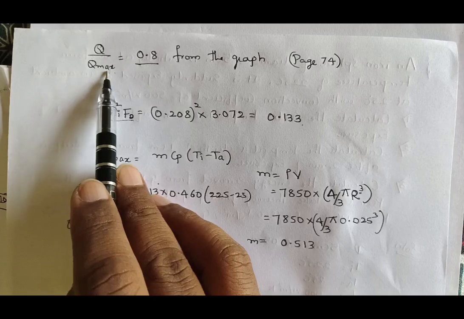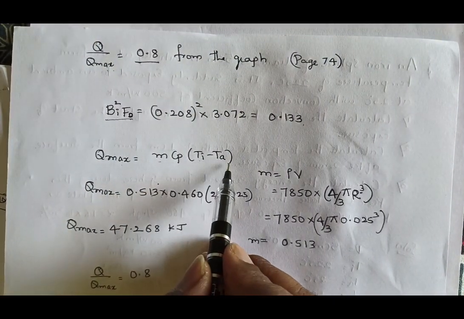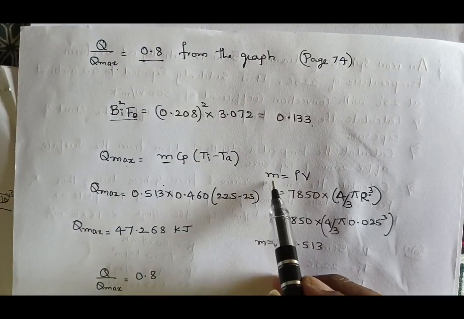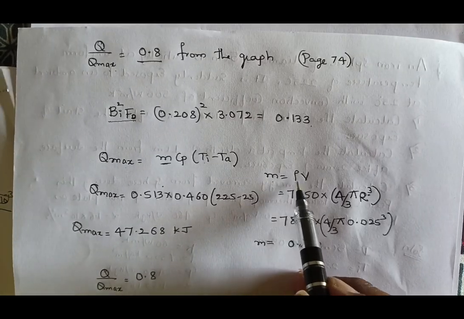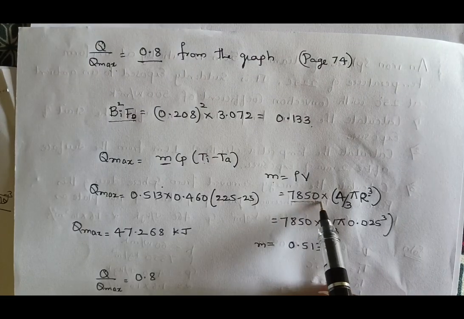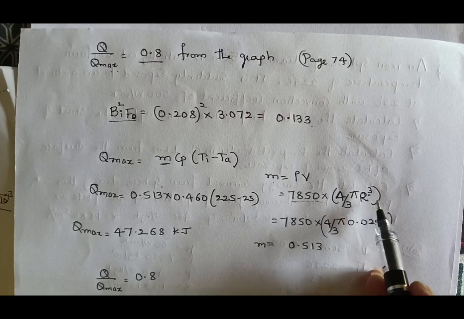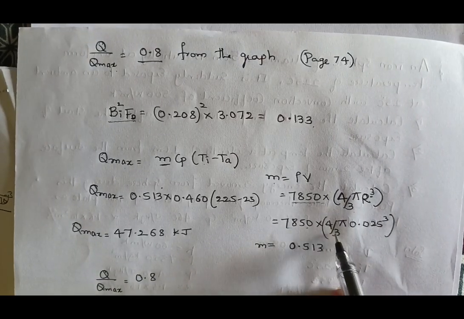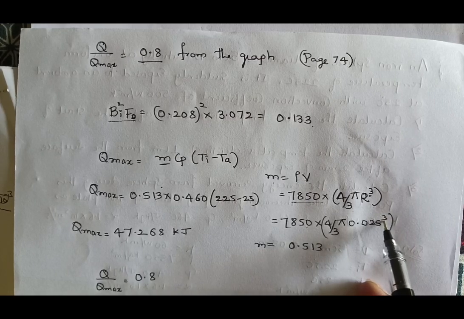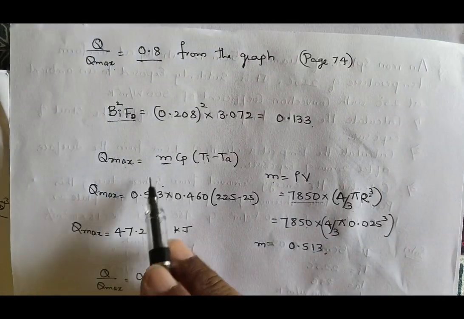So in order to calculate this Q maximum, we have the formula, that is M into Cp into Ti minus Ta. So we don't know M value, mass. Mass is given by the formula, density into volume. So this density already is given in the problem, 7850 kg per meter cube, where volume of the sphere is given by the formula 4 upon 3 pi r cube. So this density, 4 upon 3 pi, where r is 0.025 meter cube. So M value will be 0.513.